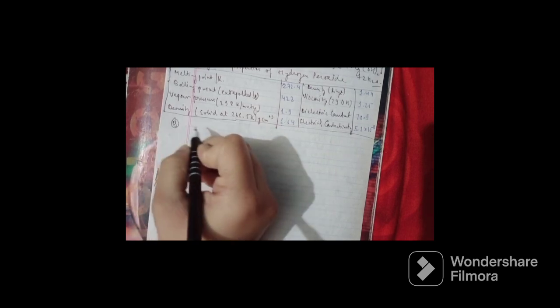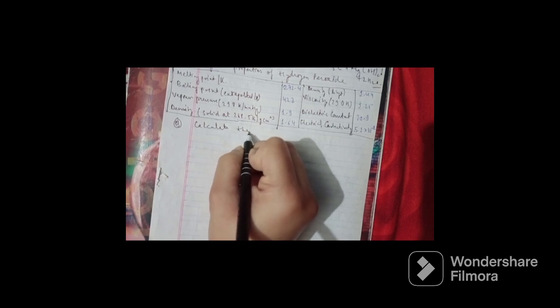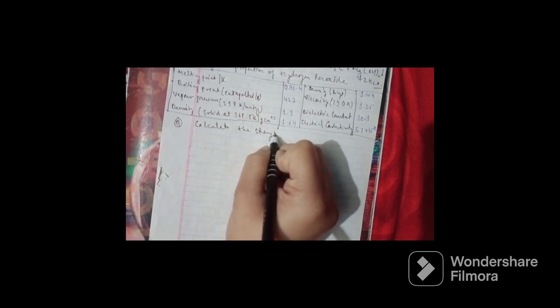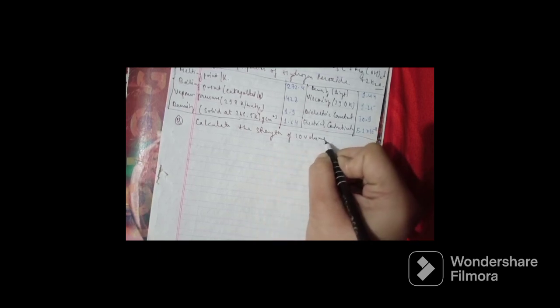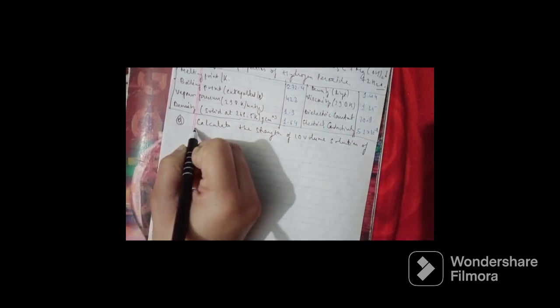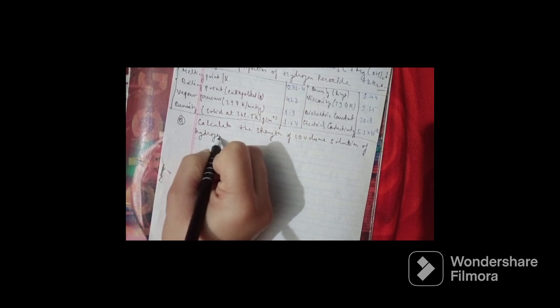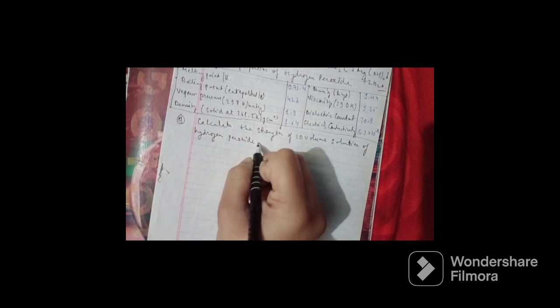And the question we have: calculate the strength of 10 volume solution of hydrogen peroxide. This is what we have. Let's go for the solution here.